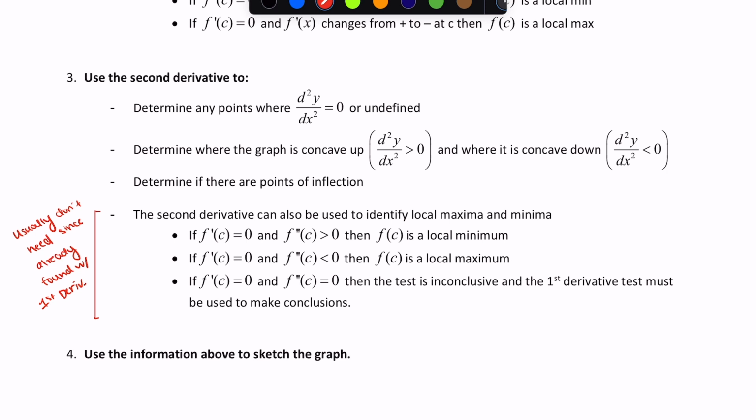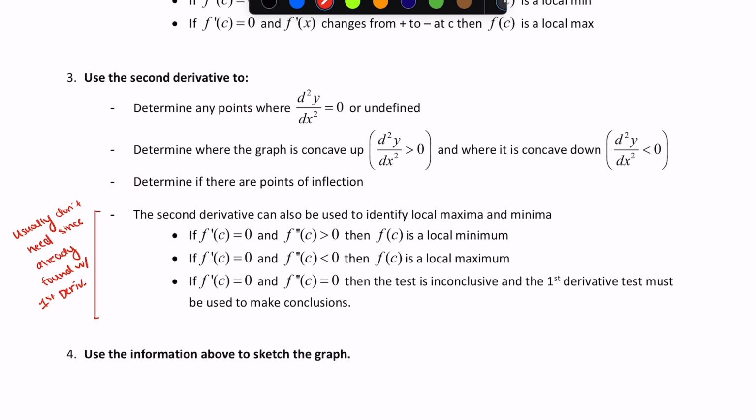However, if you want to confirm using the second derivative, if f prime of c is equal to 0 and f double prime of c is greater than 0, then f of c is a local minimum. If f prime of c is equal to 0 and f double prime of c is less than 0, then f of c is a local maximum.